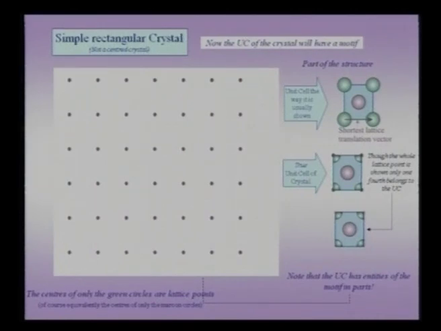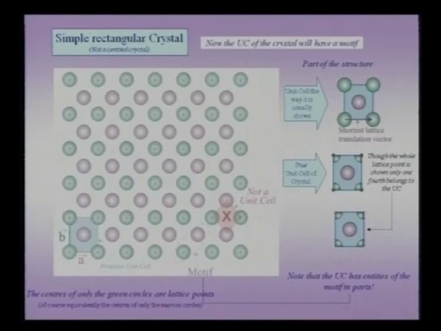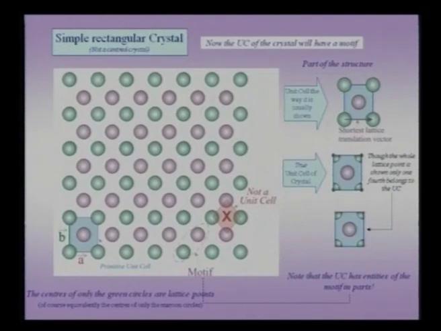Now let us consider how to choose a unit cell for a crystal. We have a simple rectangular lattice as shown in the figure on the left, and we want to generate a crystal by putting a motif which consists of a green circle and a brown circle. By putting this, we have now obtained an infinite two-dimensional crystal. The unit cell can be chosen in many ways as before, but one choice is clearly not valid, which is the one shown on the right hand side here.